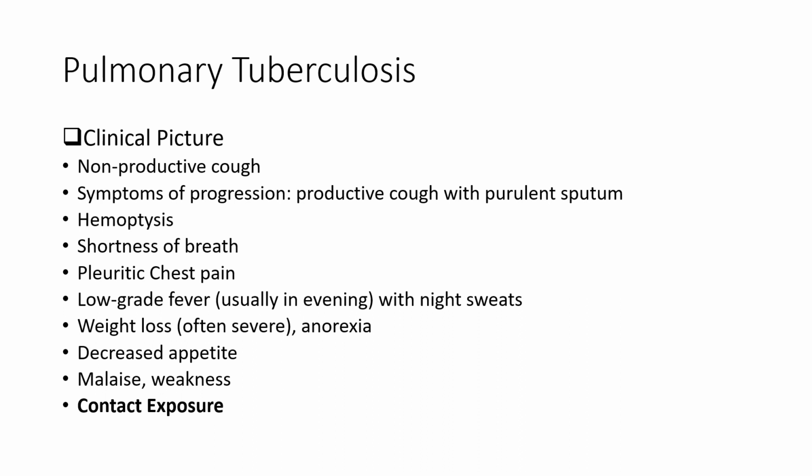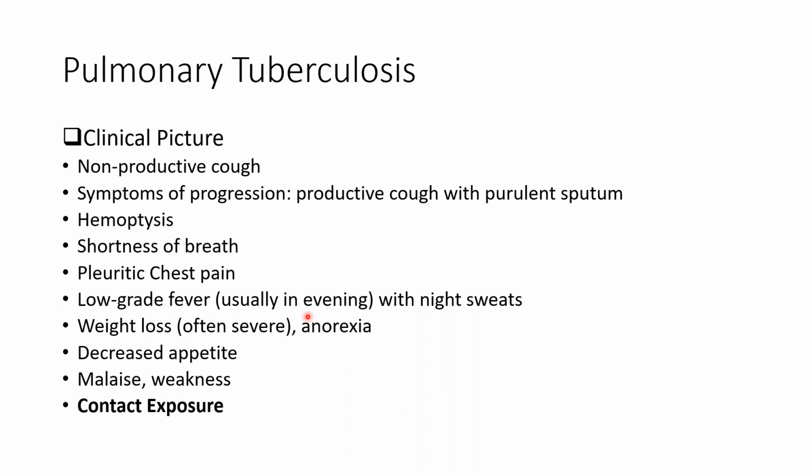Pulmonary tuberculosis. Clinical picture of pulmonary TB: non-productive, dry cough for more than 2 weeks raises suspicion of TB. Symptoms of progression: productive cough with purulent sputum, hemoptysis, that is blood in sputum, shortness of breath, pleuritic chest pain.